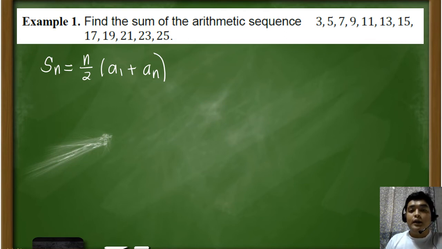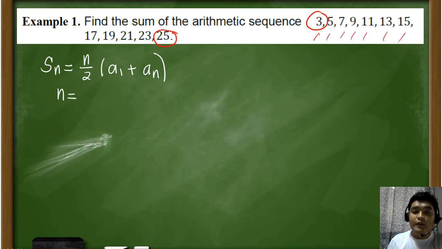Why did we use it? Because we know our first term and our last term. What is our first term? Our first term is 3 and our last term is 25. By applying the formula, what is our n, by the way? How many boxes, or terms, are you adding? 1, 2, 3, 4, 5, 6, 7, 8, 9, 10, 11, 12. So there are 12 terms that you add to get the sum.